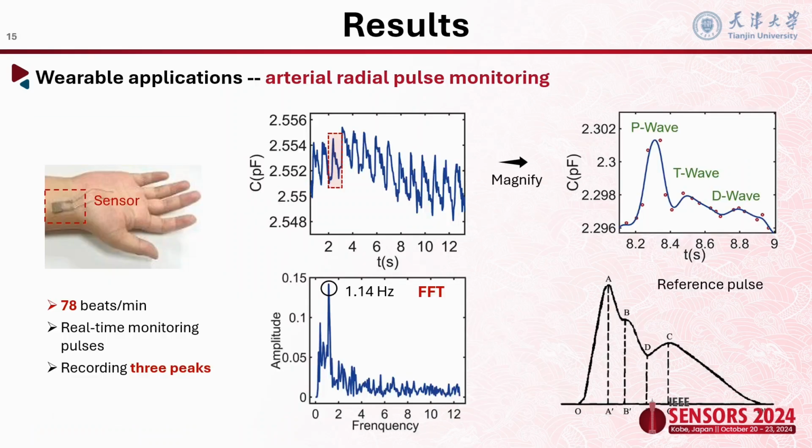To verify the practicality of our sensor, we attached our sensor on the wrist of an adult male to monitor the tiny radial pulses. According to the capacitance change, we observed some periodical waveforms, and we can identify 3 peaks. After the fast Fourier transform, this signal shows a 1.14 Hz frequency, which is equal to 78 beats per minute. These results are similar to the medical results, which proves our sensor can perceive tiny pressure.